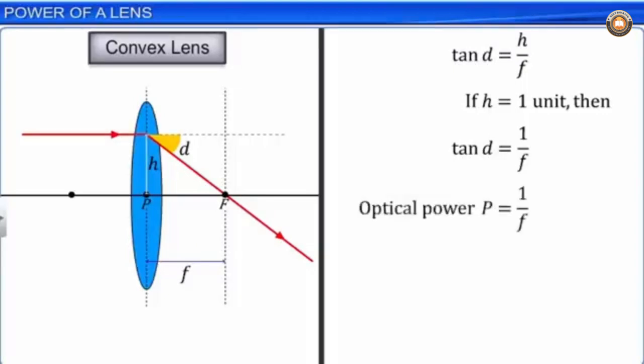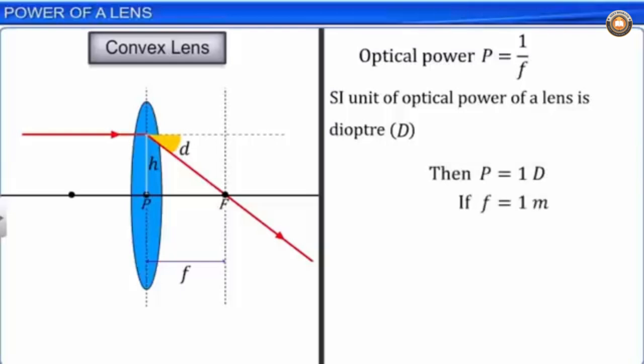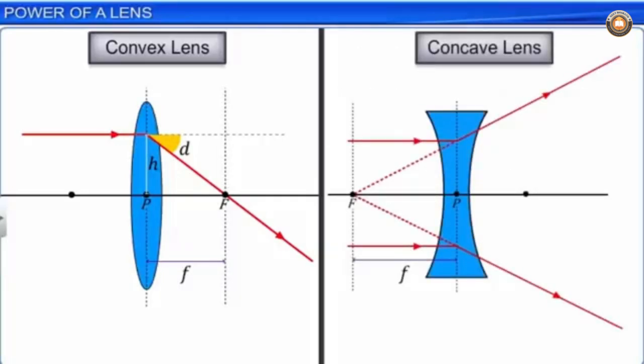The SI unit of optical power of a lens is dioptre and is indicated by D. Power of lens is 1 dioptre if its focal length is 1 meter. Power of a lens can be positive or negative. As per the Cartesian sign conventions, focal length of a convex lens is positive and that of a concave lens is negative. Hence, the power of a lens is positive for a converging lens and negative for a diverging lens.